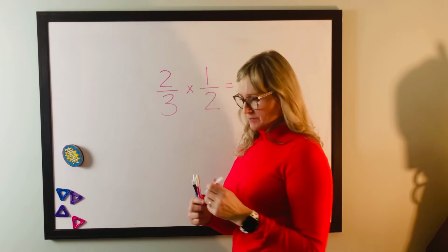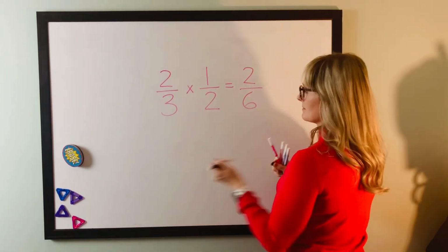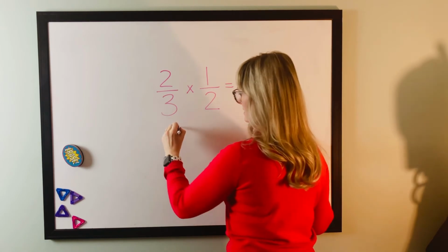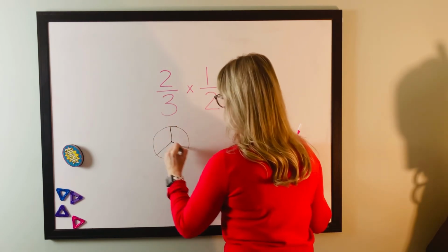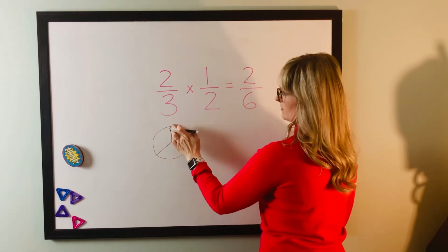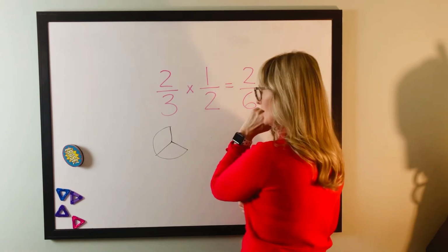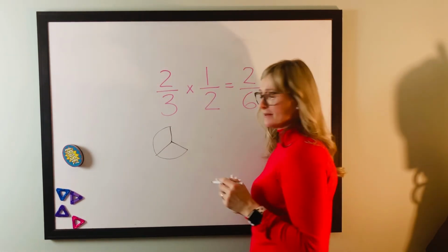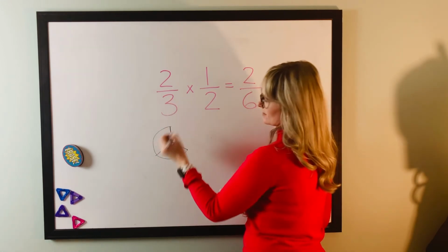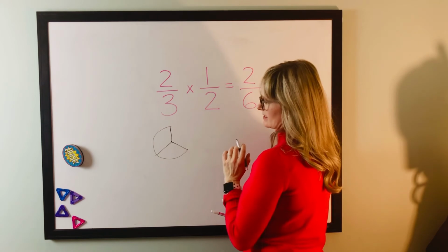Some students will just stop there, but what I'd like you to do is actually understand what this means. It means that I have something, let's say it's a pie this time. You can tell it's like supper time. And I have 2 thirds of it, so I have that much of it. And I'm going to multiply it by 1/2. What that means is that 2 thirds, so the answer is 2/6.